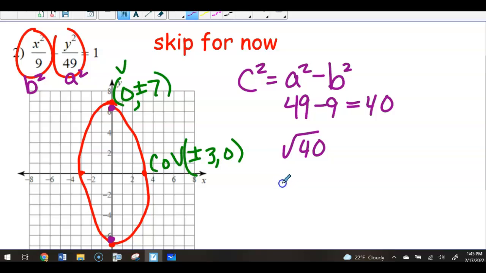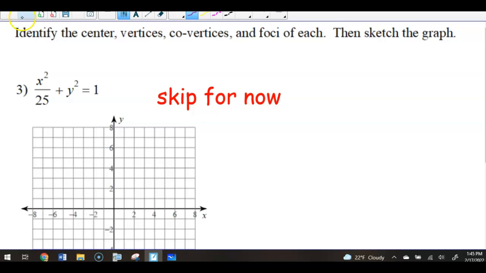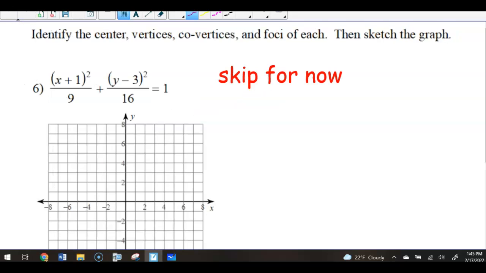But I'm really okay if you simply told me 0 plus or minus square root of 40. If you want to rationalize, that'd be great, but I'm not going to be picky about it. You could even give me decimals. So square root of 40 is 4 times 10, so 2 square roots of 10, or whatever that decimal was, which is 6 point something. Anyway. All right.